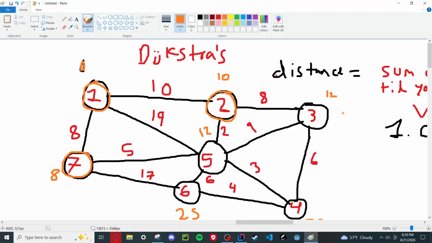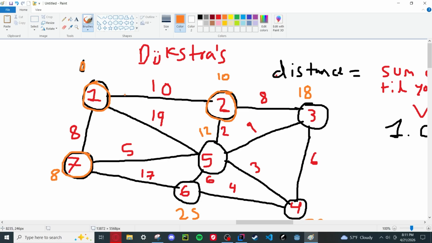Relaxation is taking the current distance plus the weight, seeing if this is less than whatever distance is here, right? Infinity, regardless. If it is, relax it and set this sum to be the new distance. Otherwise, leave the distance as it is. This was infinity, and so 10 plus 8, 18, is going to be smaller than infinity, which is why we can relax that.